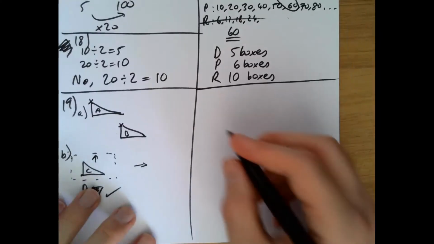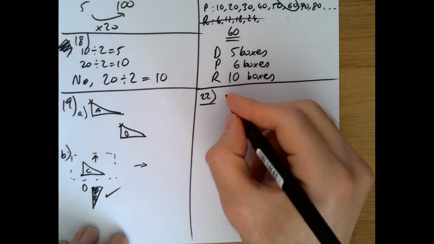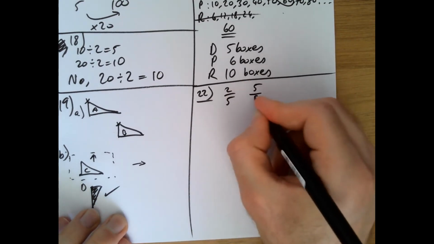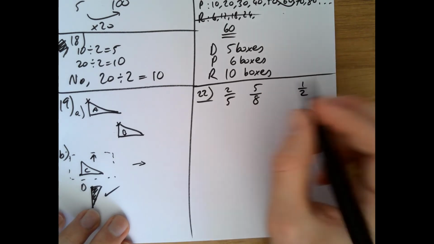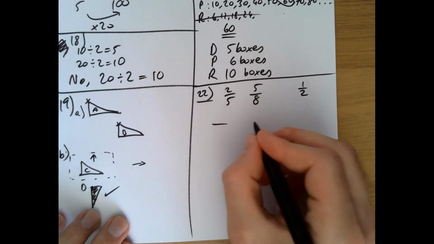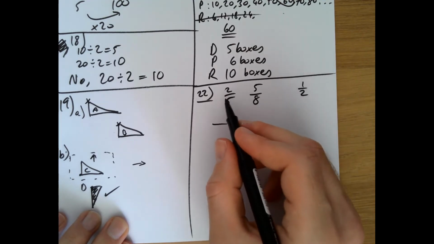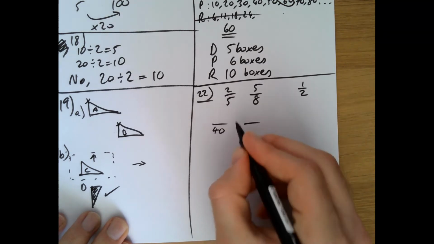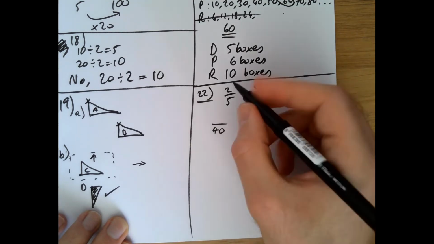Okay, 22. Work out which is closest to a half, 2/5 or 5/8. Easy peasy. When you're comparing fractions, you need to make sure that the bottom number is the same. So 5 and 8 both go into 40. Times this one by 8, you get 40 as the denominator. Times this one by 5, you get 40 as the denominator.